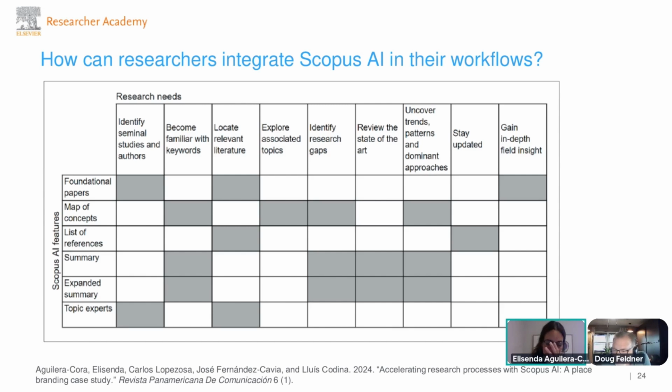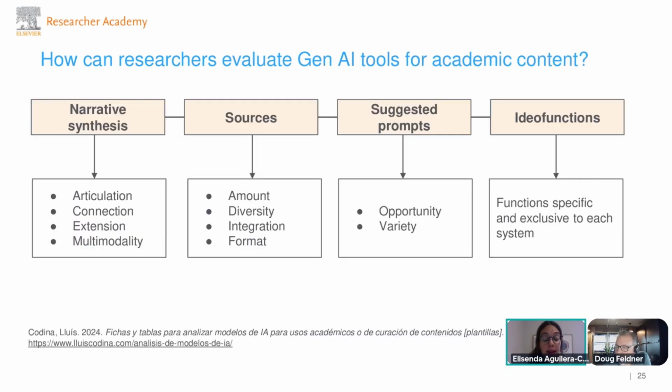I won't extend myself here. You can read this if you're interested. It will be in the handout section. You can have a look at that. And I would like to end up showing a diagram Dr. Luis Codina came up with to help us evaluate generative artificial intelligence, not only Scopus AI, but all of them in general, because we're starting to use all these kind of tools, but sometimes how can you assess if they're actually working for us or not?